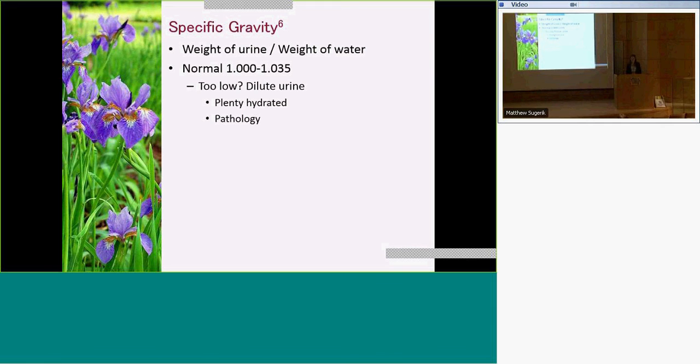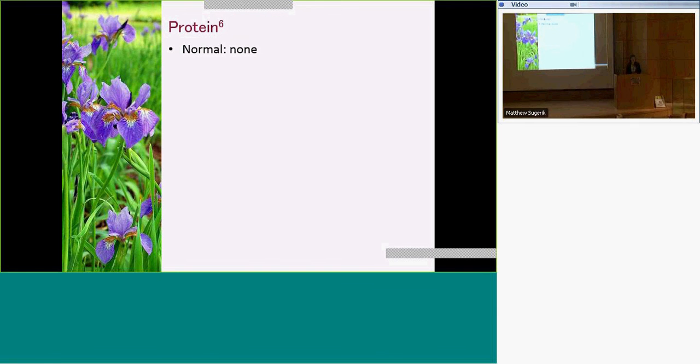So if it's too low, it either means that you're drinking tons of water or there's some pathology there, which we're not even going to touch. If it's too high, it's concentrated, so this is your dehydrated kid, or there's more stuff in the urine, or again, there's other pathology. You should not have any protein in the urine. Here's, for your own reference, what the pluses mean in terms of actual milligrams per deciliter from trace up to 4+, which is over 2 grams.